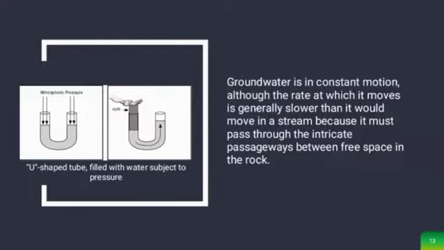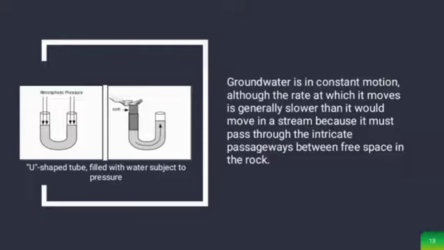Groundwater is in constant motion, although the rate at which it moves is generally slower than it would move in a stream because it must pass through the intricate passageways between free space in the rock. First, the groundwater moves downward due to the pull of gravity, but it can also move upward because it will flow from higher pressure areas to lower pressure areas, as can be seen by a simple experiment illustrated.